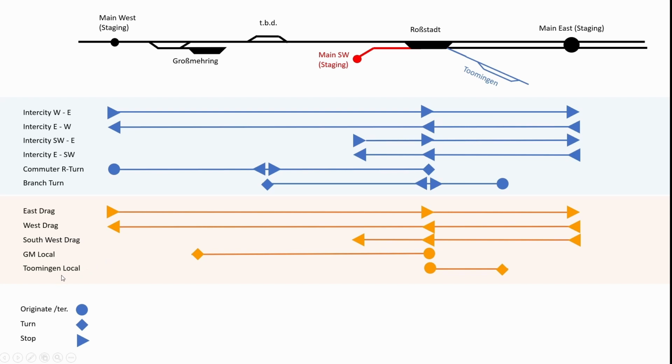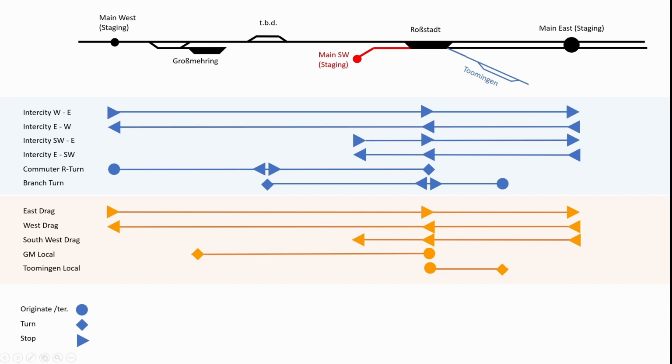And then we have the Tumingen local. Tumingen is the name of the branch line, actually the station at the end. It's just local, so it will go from Rostad to Tumingen and switch everything along the line, and then go back to Rostad.